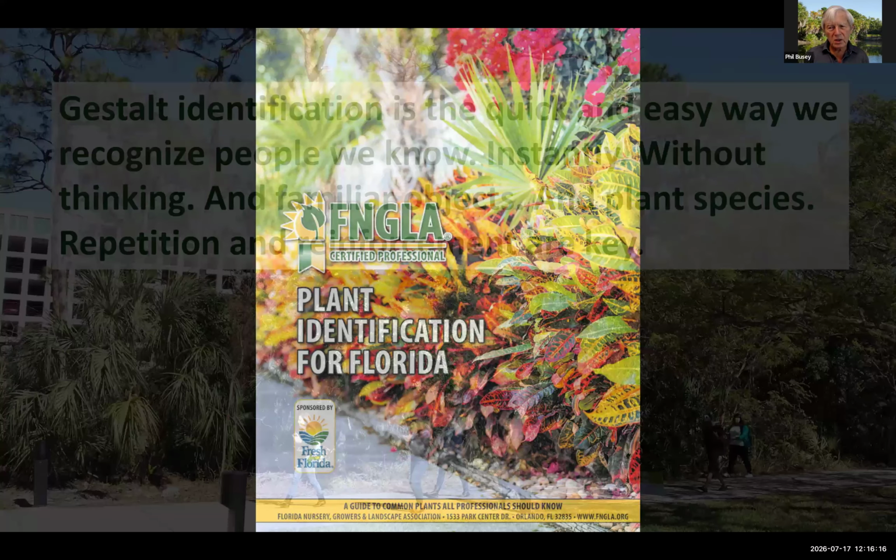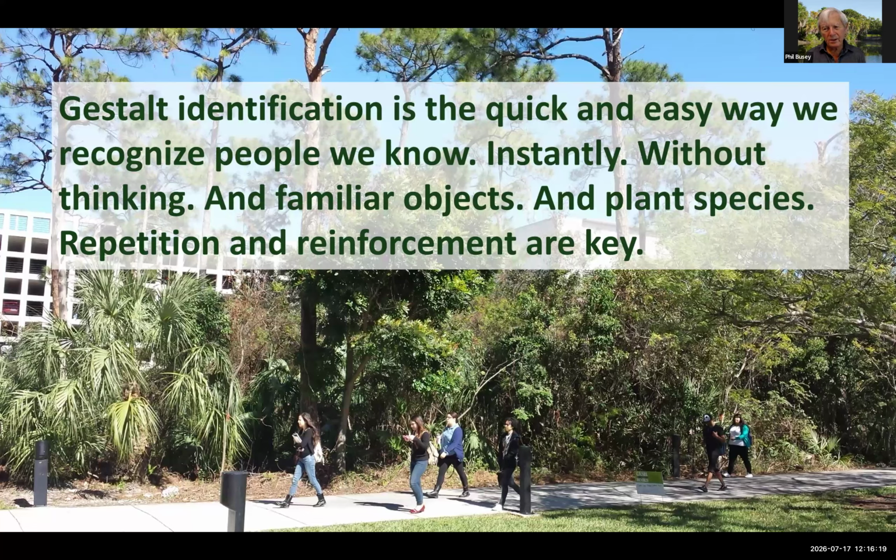And I'll be talking about Gestalt identification, but it goes along with technical identification. Gestalt is the easy and quick way we recognize the people we know instantly without thinking, as well as familiar objects and plant species. Repetition and reinforcement are the key. So if you see a lot of people a lot of the time, you get really good at recognizing them, typically by their face. You may not always remember their name, but the first step, of course, is to recognize people as well as with plants.